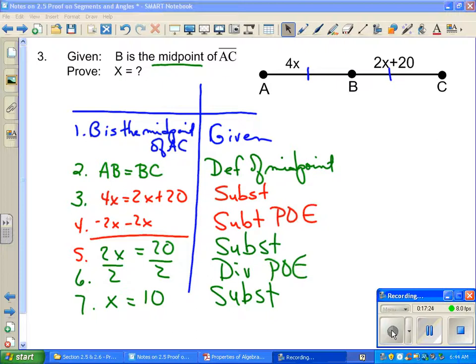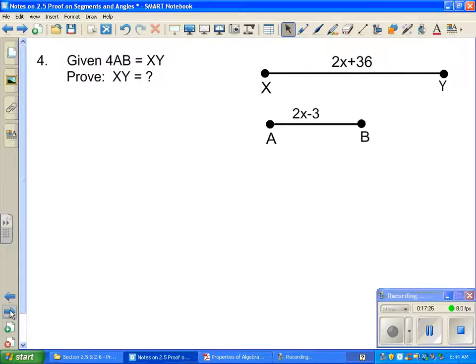Okay, let's look at our next problem. Our last problem on segments is a little bit different from the previous two because they've already given me the equation to set up. They've already said what the equation is, 4AB equals XY. They've given us on the picture what those stand for, and they've asked us to prove what XY is equal to. And in this particular problem, 4AB means that the length of AB should fit on there 4 times.